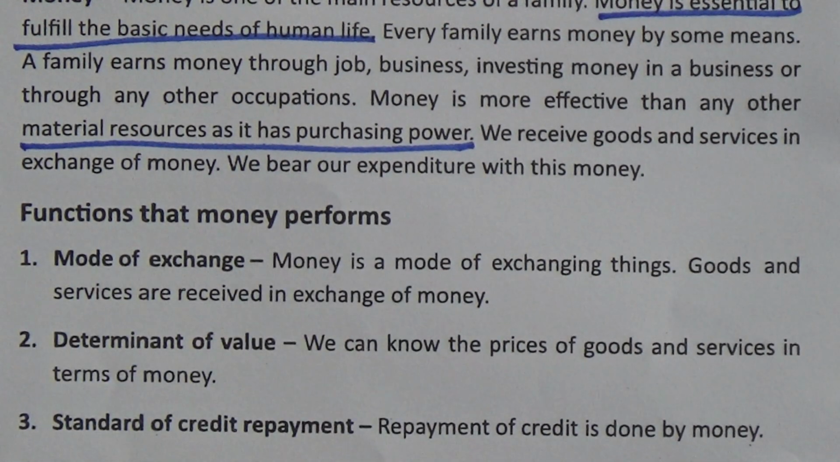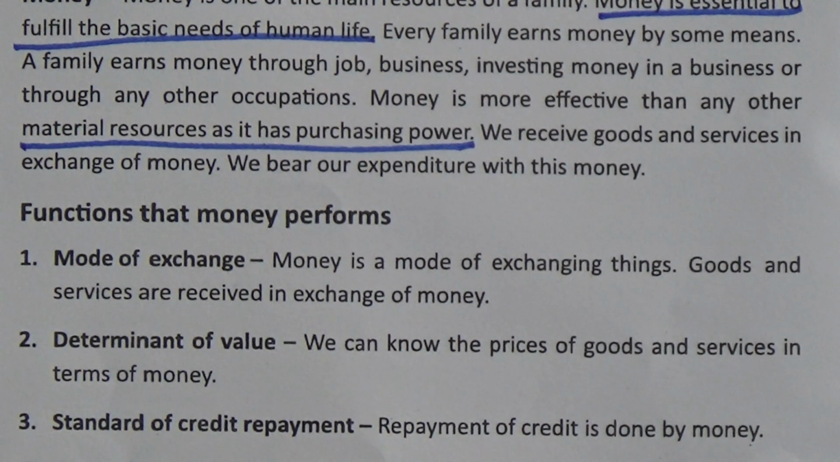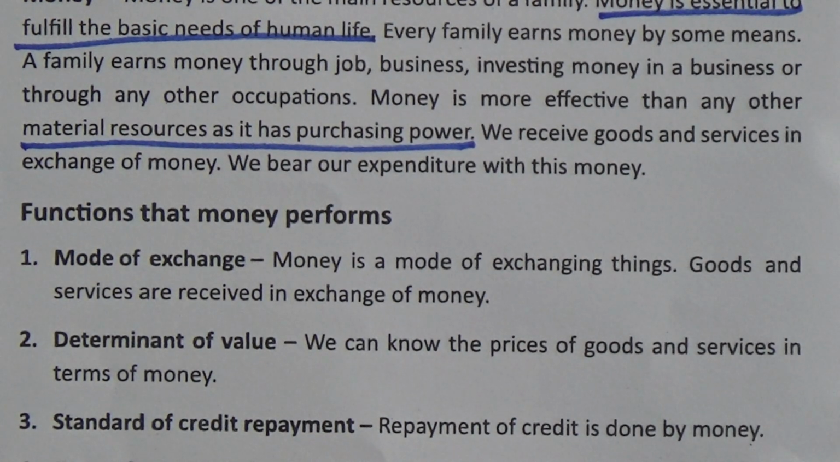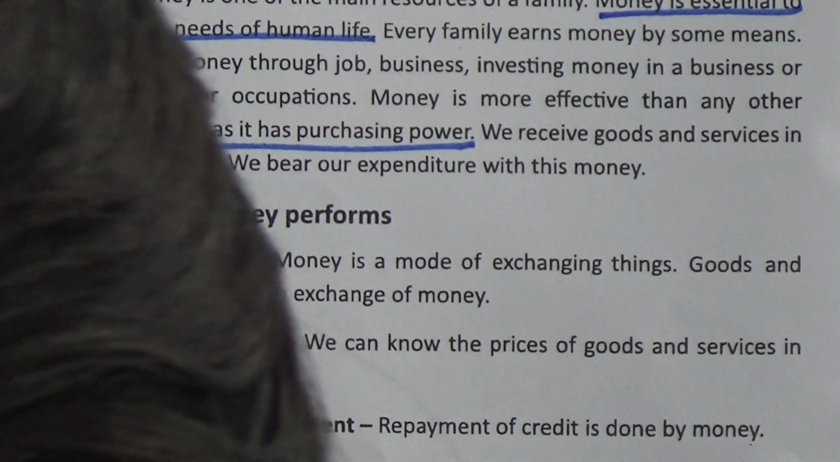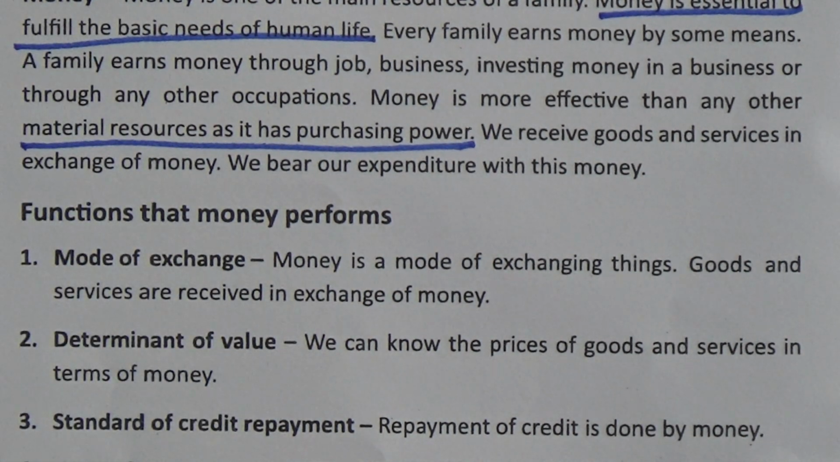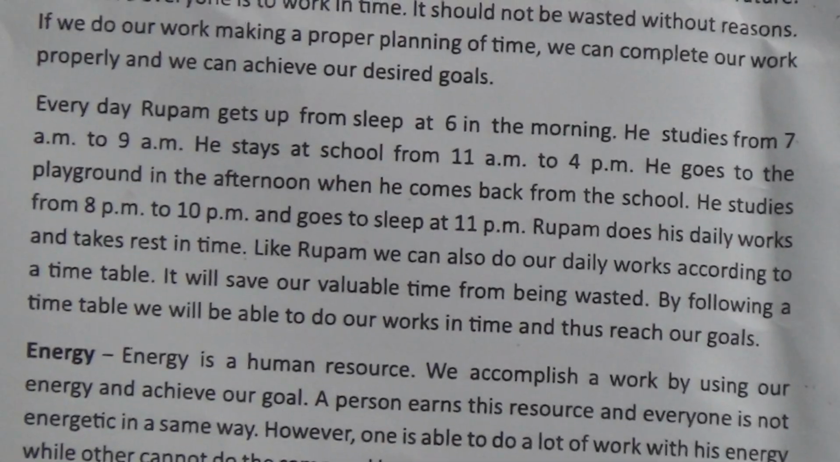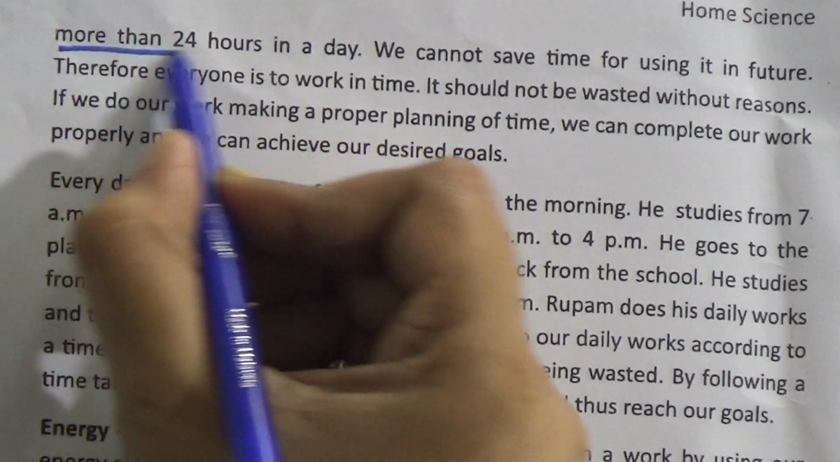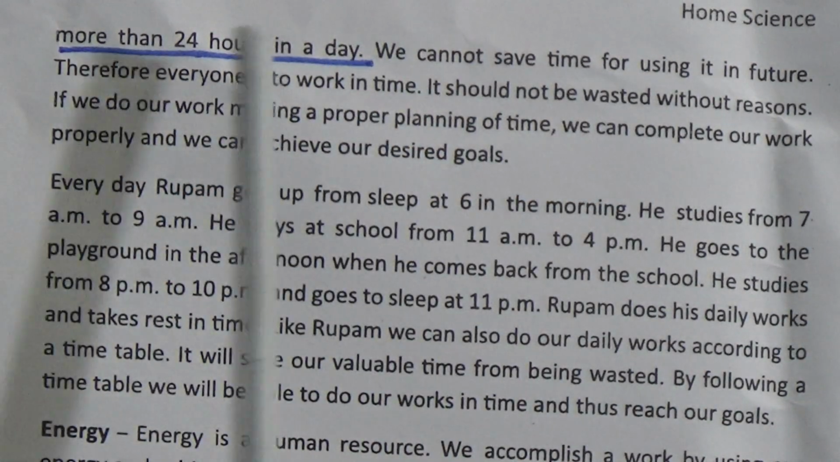Now time. Time is one of the important human resources. Time runs according to the rule of nature. We become the owner of this resource since our birth. Time is a limited resource, and it is easy to measure this resource. No one can have more than 24 hours in a day. So no one have how much time? More than 24 hours in a day.